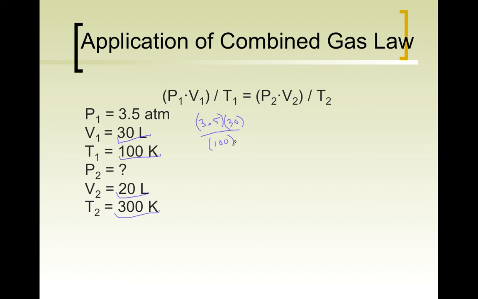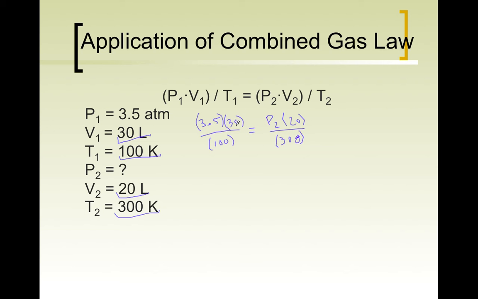There's a couple ways you could do these, and I'll explain once I finish writing out all of my knowns in here. P2 is my unknown. V2 is 20, and that's all over T2, which is 300. We'll fix that. Okay. So here's what I'm saying.